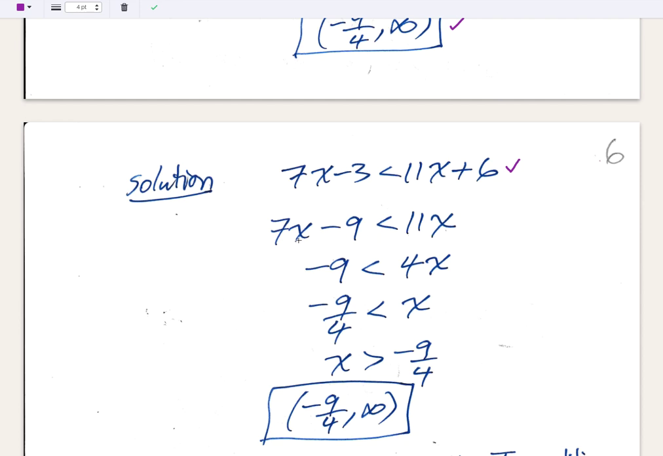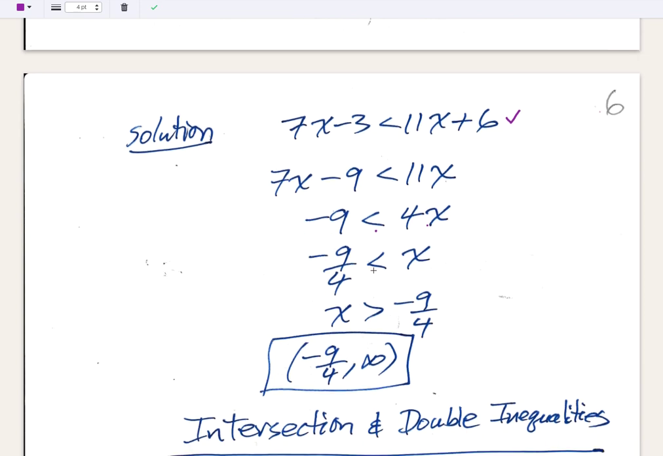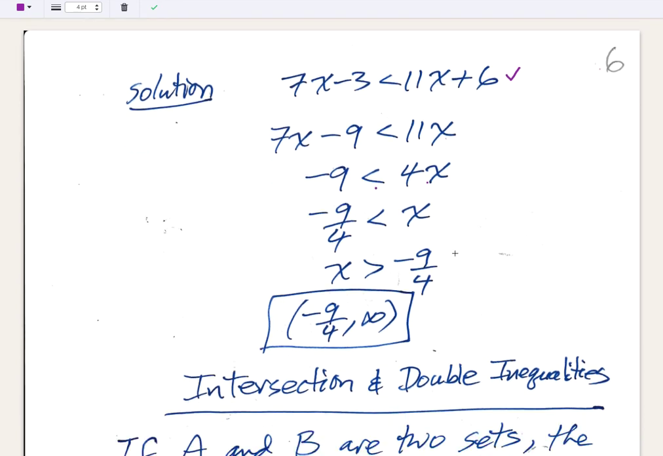Then I'm going to subtract 7x on each side. I've got negative 9 is less than 4x. Now 4 is positive, so if I divide on both sides by 4, the direction of the inequality will not change. And I've got negative 9/4 is strictly less than x. Now you can see here, this looks kind of strange. It's like saying brown is the hat rather than the hat is brown.